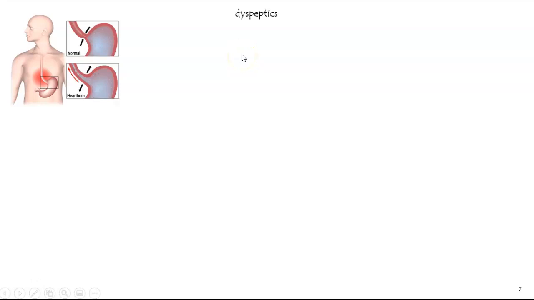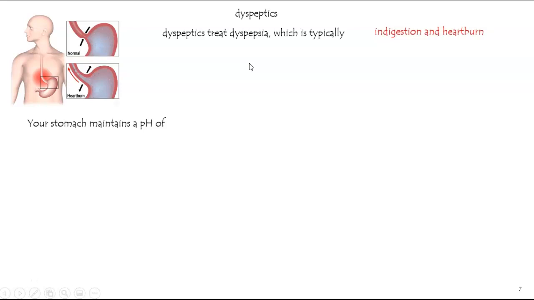Hey, this is Dr. B yet again here, and let's have a look at some dyspeptics. These are medicinal treatments for dyspepsia, which is characterized by indigestion and heartburn. So we're going to be looking basically at stomach treatments.